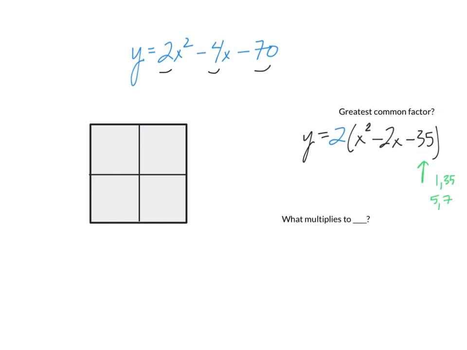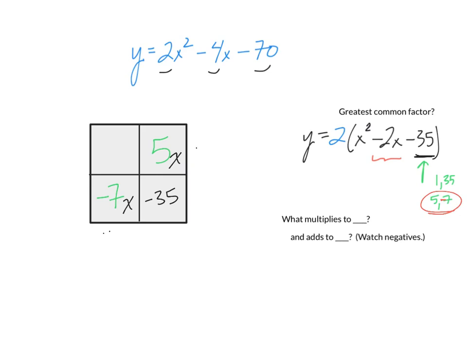Now I have to ask what's going to add to my middle term. Neither of these is going to add to negative 2, but if I made it a negative 7, that would add to a negative 2, and the product would be my negative 35 here. So there's my answer. It doesn't matter which of these boxes I put the 5 in or the 7 in, and I'm going to take my last term and put it here, and my first term, discounting the GCF, is going to go here.